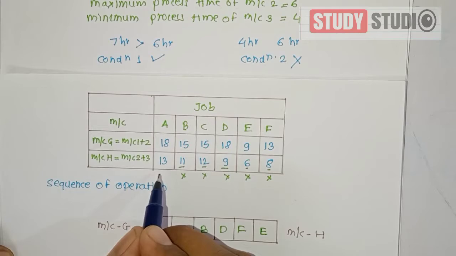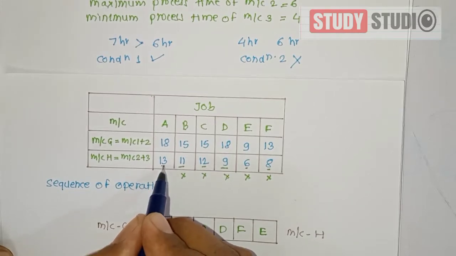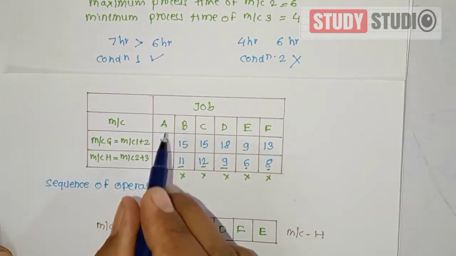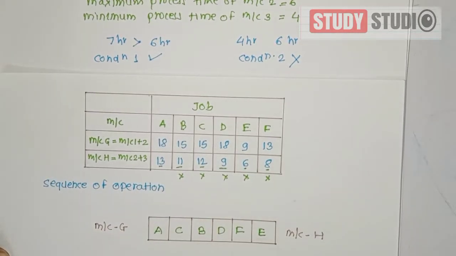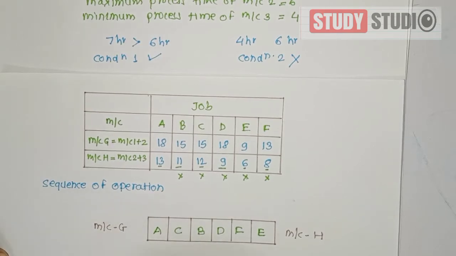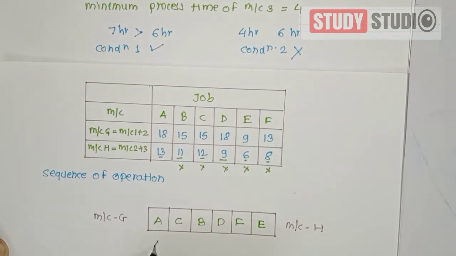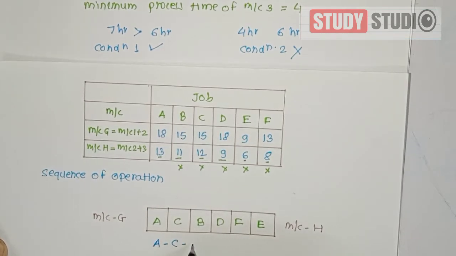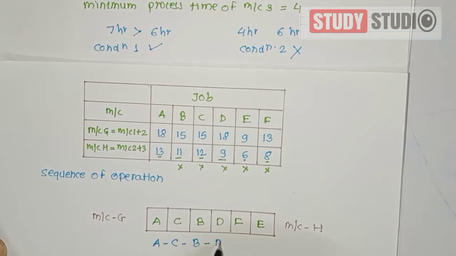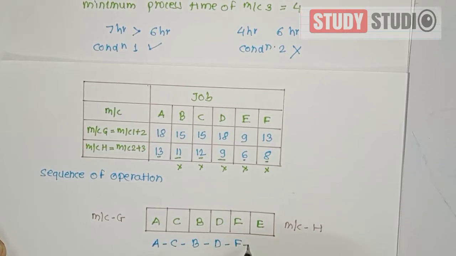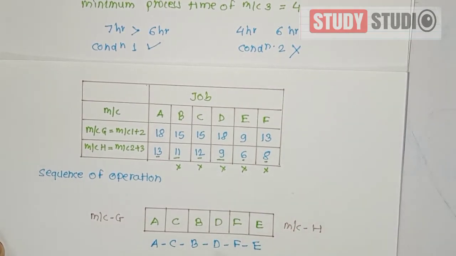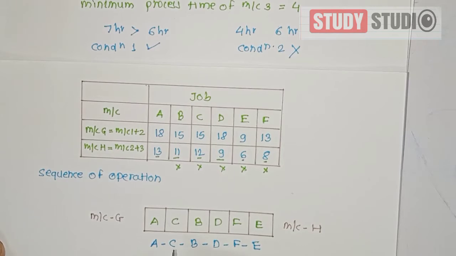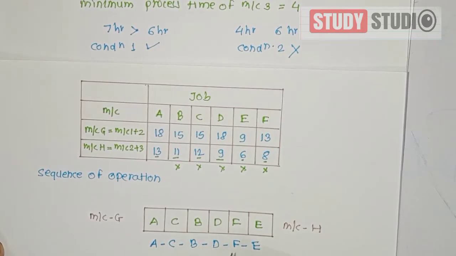Now from the remaining first column, the minimum value is 13. That is for job A on machine H. So I'll write A over here. Now this is our sequence of operation. That is, A will be performed first, then job C, then jobs B, D, F, and lastly E. So this is the optimum sequence which will give us the minimum total elapsed time.